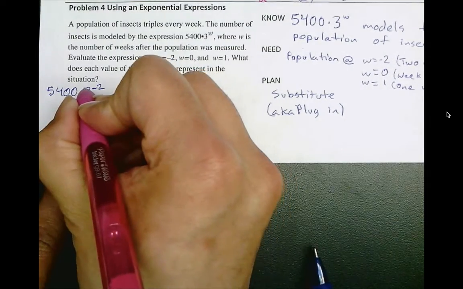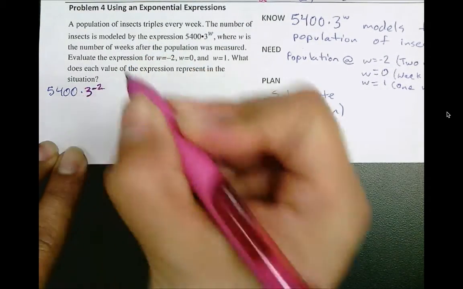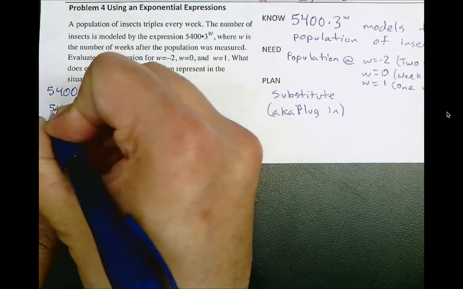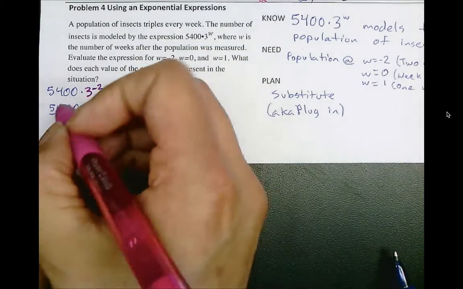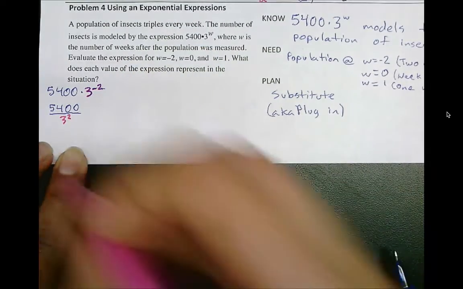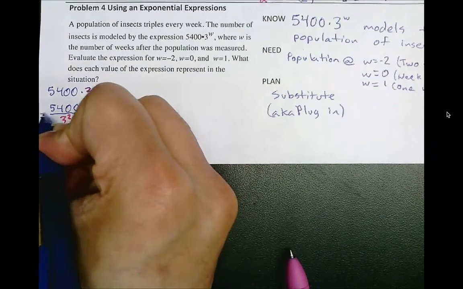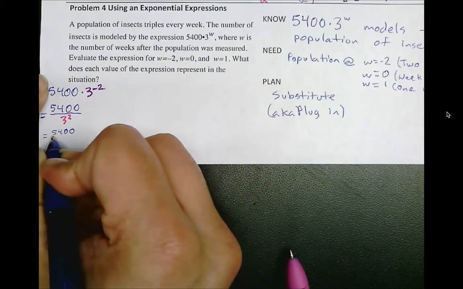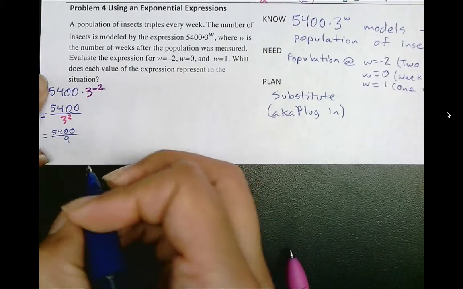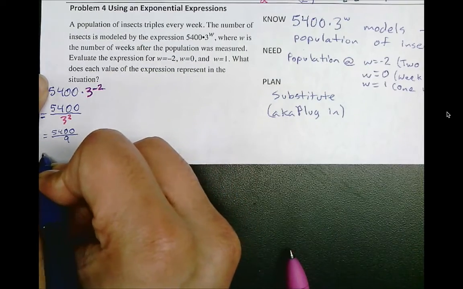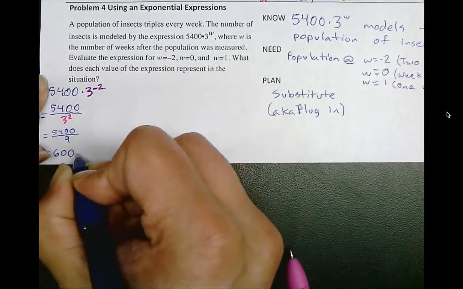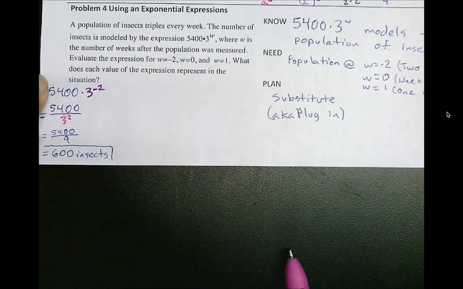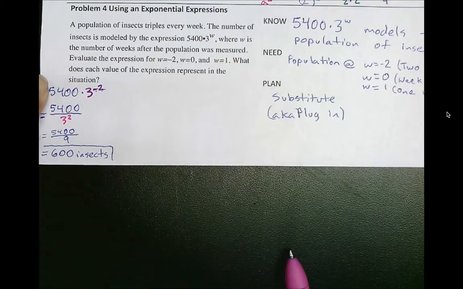And now notice we have a power with a negative exponent. So recall that that means we need to turn it into a positive, in this case by bringing it down to the denominator. So that becomes 3 to the power of 2. So now let's go ahead and simplify. So this becomes 5,400. 3 to the power of 2 is 9. So 5,400 divided by 9, which is 600. So 600 what? 600 insects. That is the first population, which was 2 weeks prior to the measurement.